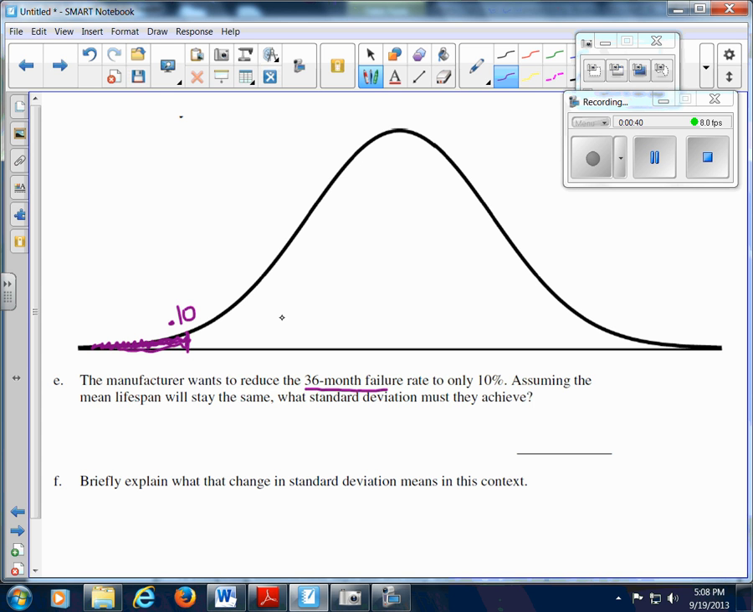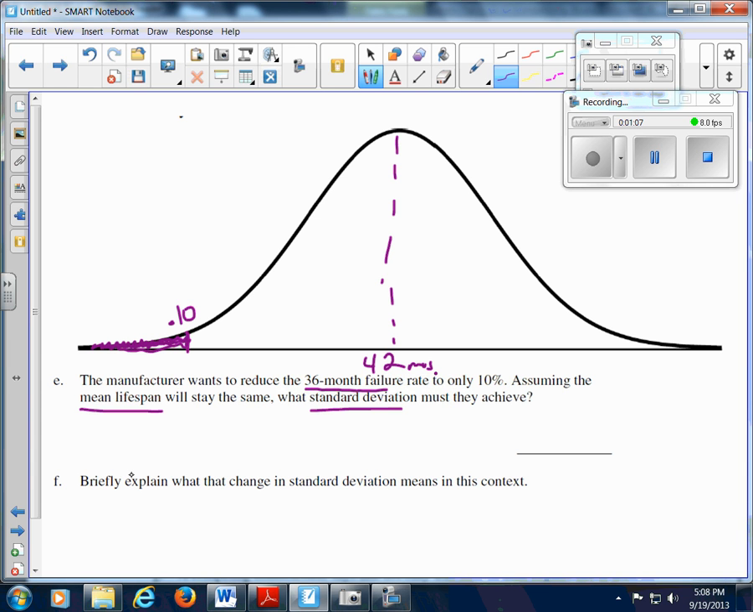So there's only two things that we can change in our model, and that's going to be the standard deviation or the mean. But the problem tells us they don't want to change the mean lifespan. They want the mean lifespan to still be right down the middle, the mean to be 42 months. So if you can't change the mean, you can only change the standard deviation. That's why they're asking for it.